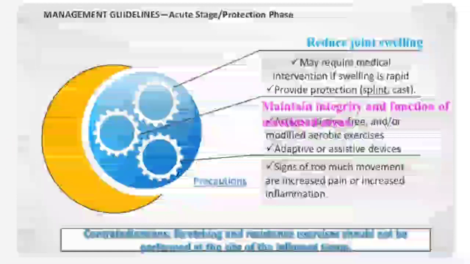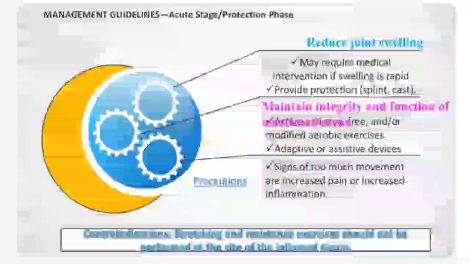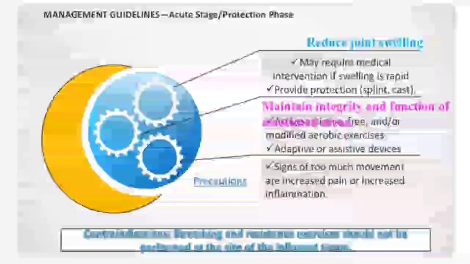Provide protection: splint, cast. Maintain integrity and function of associated areas: active assistive, free, and or modified aerobic exercises, adaptive or assistive devices. Signs of too much movement are increased pain or increased inflammation.